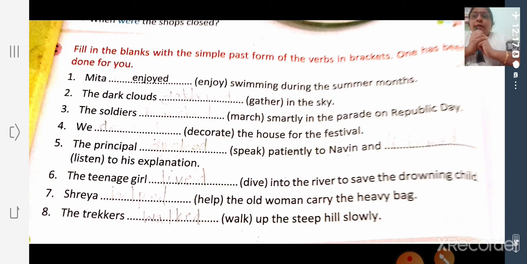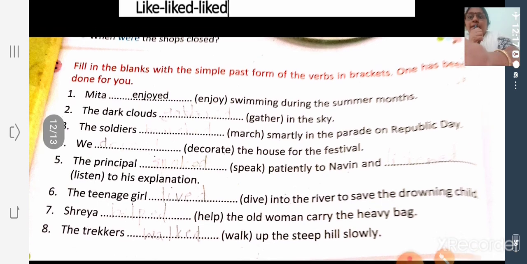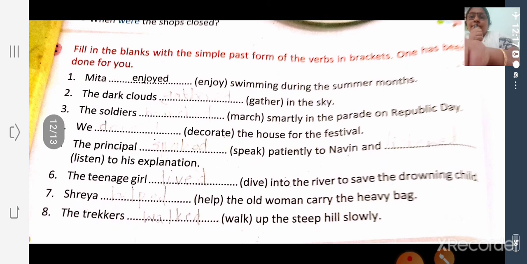Okay, the dark clouds gathered in the sky, so add ed. Okay, then the soldiers marched, ed. Okay, we dash decorate is given, so decorated. Okay, ed. Then the principal spoke.